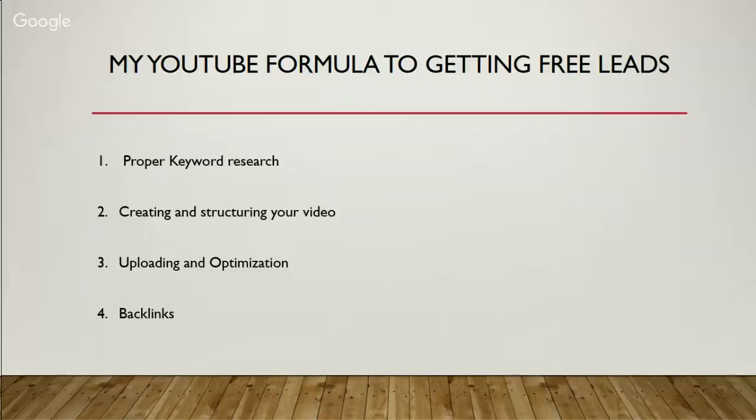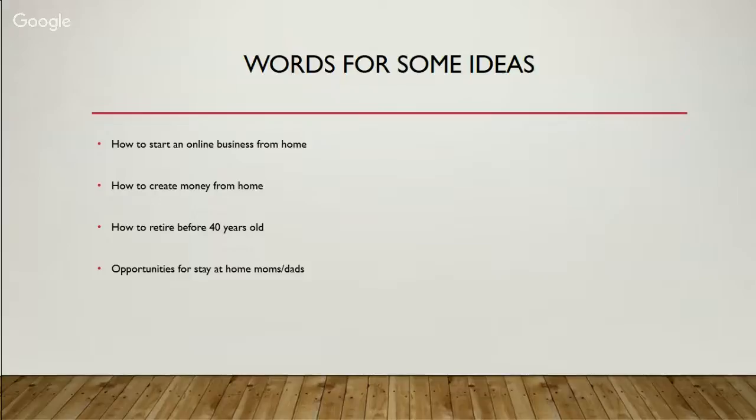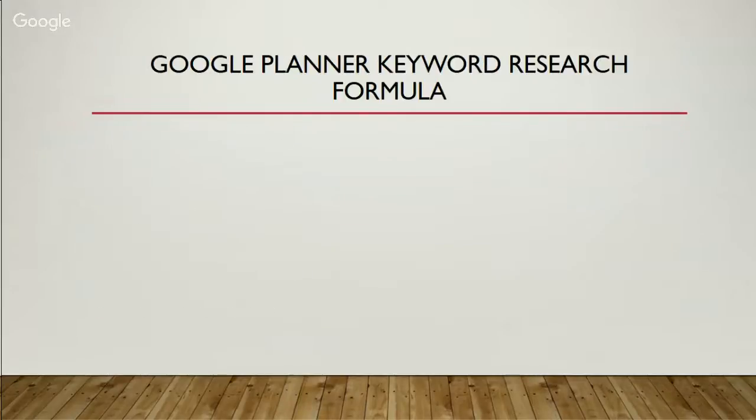We just did cover proper keyword research, and we're going to go into the other three here. So here are just some ideas that you can type in there: how to start an online business from home, how to make money from home, how to retire before 40 years old, opportunities for stay-at-home moms and dads. I don't know why that was so hard, but hey, I'm human, so it's okay. But let's go ahead and go on. How to make money while traveling. So these are just some ideas that you can definitely use here. But let's go ahead and get to the keyword planner here.